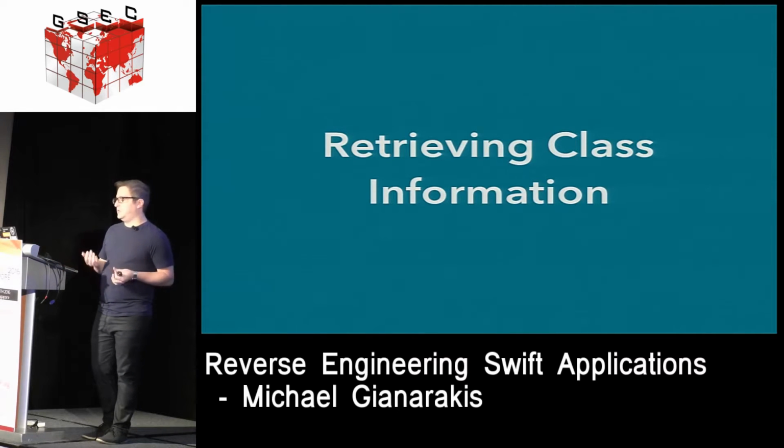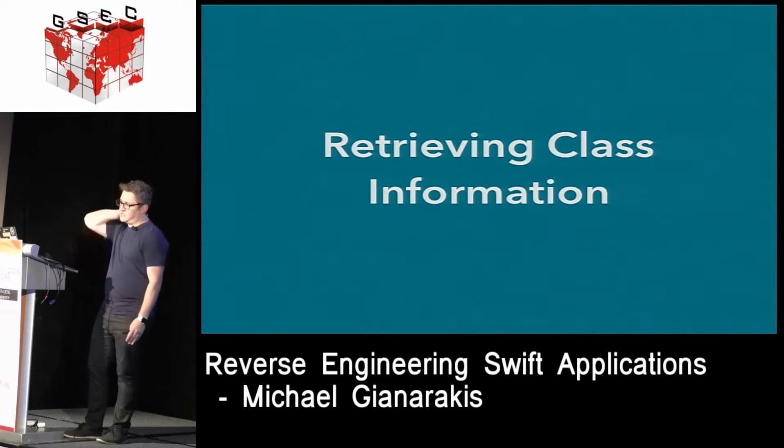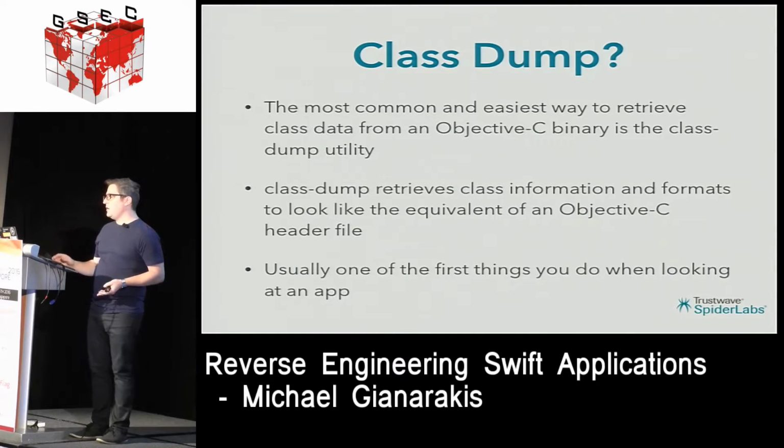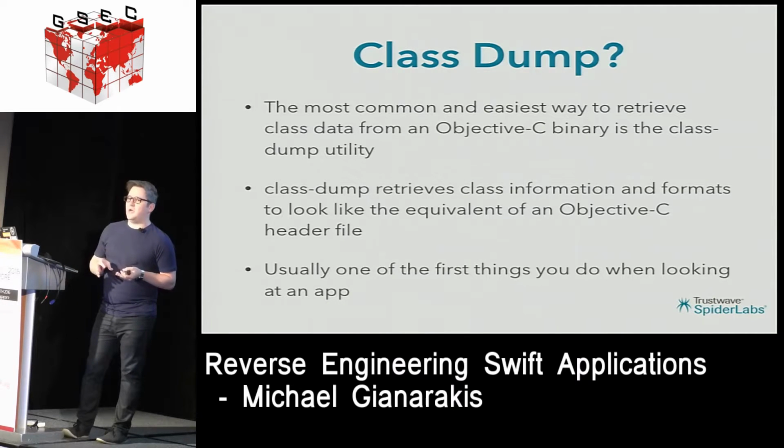So first step, and often the most important step on an iOS or an OS X, but I guess I focus on iOS a little bit, pen test is retrieving class information, right? So the most common and easiest way to retrieve it from Objective-C applications is with the class dump utility.